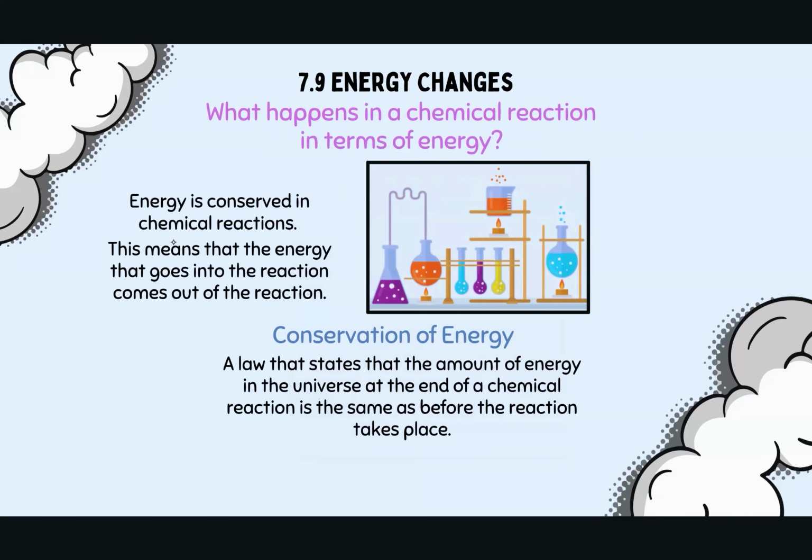Okay, what happens in a chemical reaction in terms of energy? So energy is conserved in chemical reactions. This means that the energy that goes into a reaction comes out of the reaction. That's conservation of energy. Conservation of energy is a law that states the amount of energy in the universe at the end of a chemical reaction is the same as before the reaction takes place. In other words, energy cannot be created or destroyed. It just transfers from one place to another. So even if you have a chemical reaction, the amount of energy that goes into the reaction is the amount of energy that's released from the reaction.